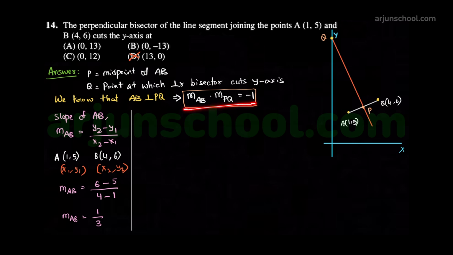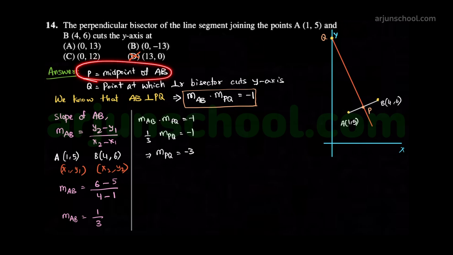Let us substitute that value in the product of the slopes equation. MAB times MPQ is equal to minus 1. MAB we have found is 1 by 3. So MPQ is equal to minus 1, which gives MPQ equal to minus 3. We have found the slope of the perpendicular bisector PQ, which is equal to minus 3.